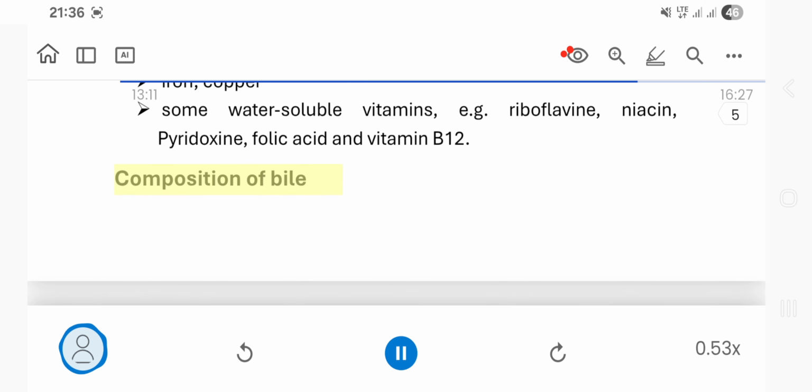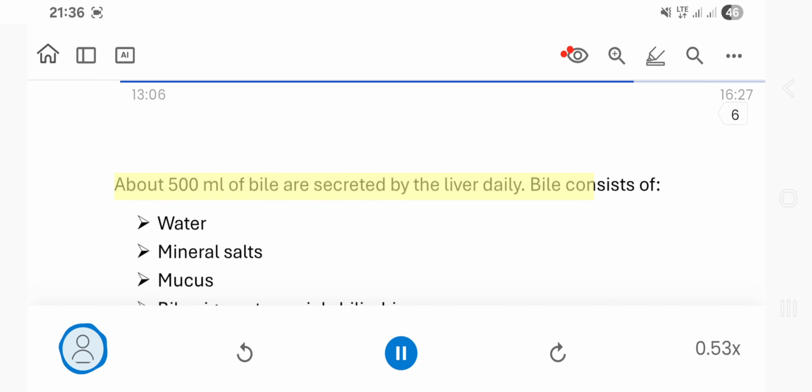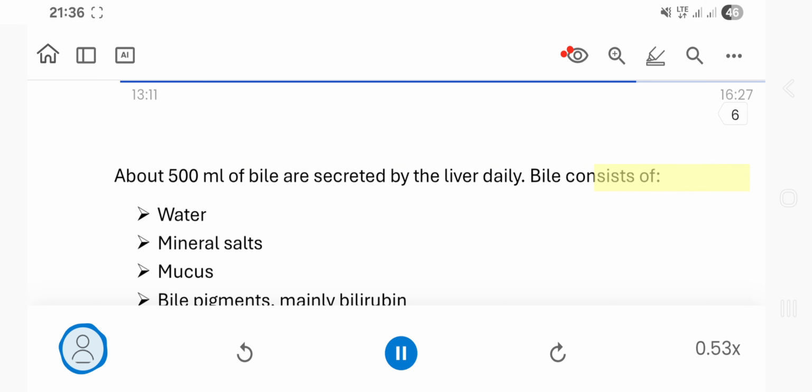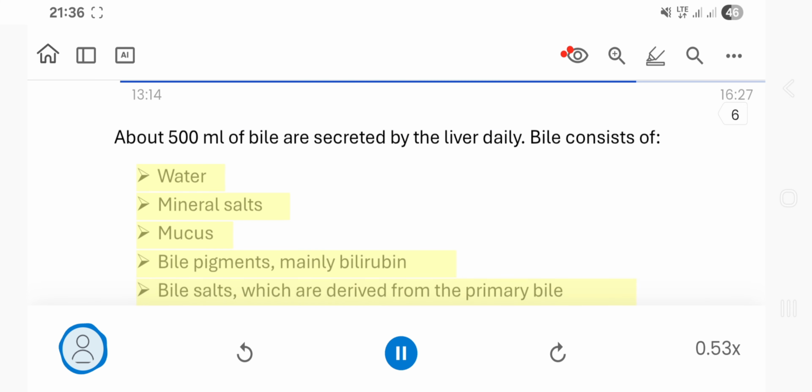Composition of bile. About 500 milliliters of bile are secreted by the liver daily. Bile consists of water, mineral salts, mucus, bile pigments, mainly bilirubin, bile salts, which are derived from the primary bile acids, cholic acid and chenodeoxycholic acid, and cholesterol.